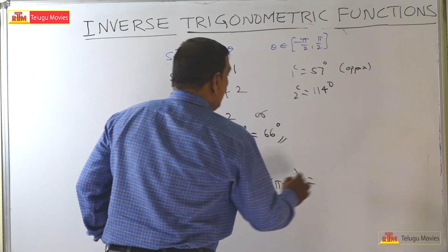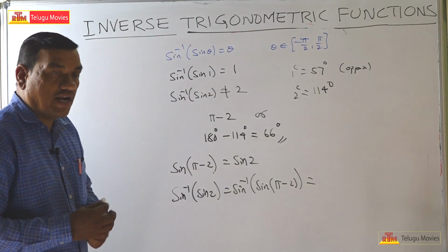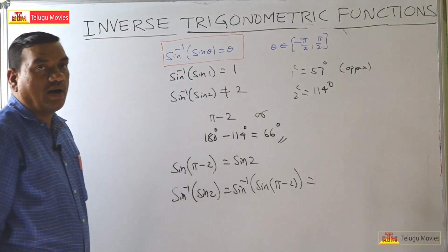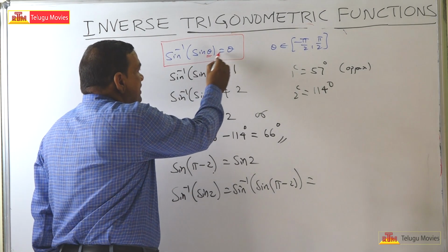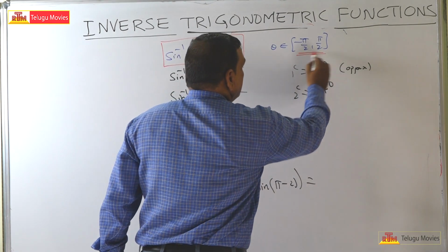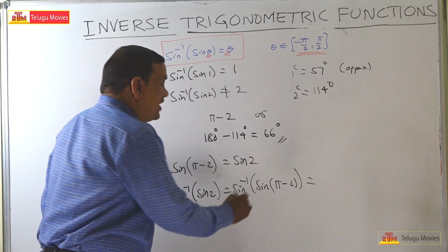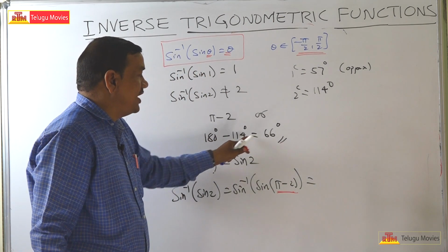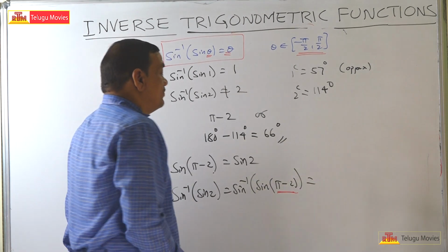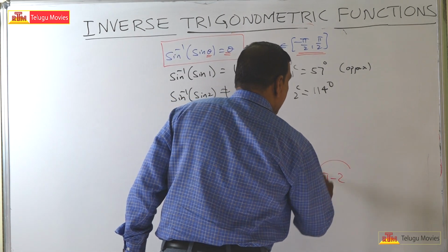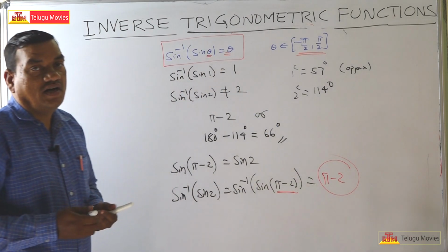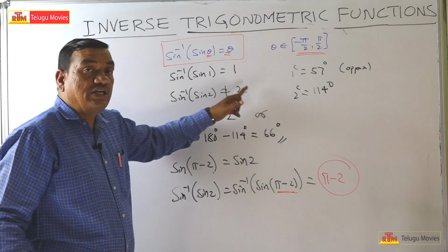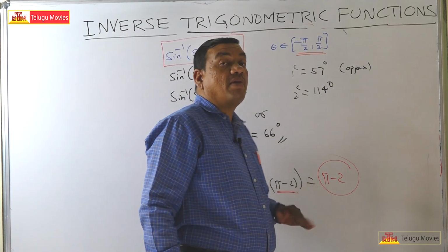Now you have the right to apply this formula. Why? Because here theta lies in the range minus pi by 2 to plus pi by 2. Here also, pi minus 2 radians is equal to 66 degrees. Therefore, its value is pi minus 2 radians. Understand? I hope that you understand this solution. Sin inverse of sin 2 is not equal to 2, but it is equal to pi minus 2.